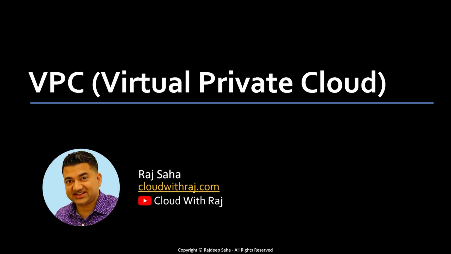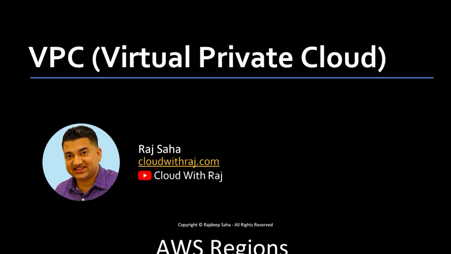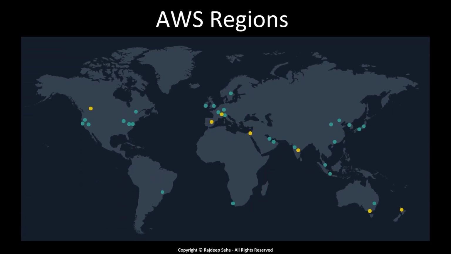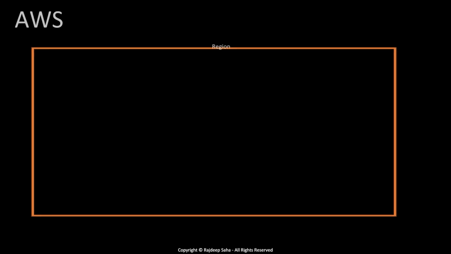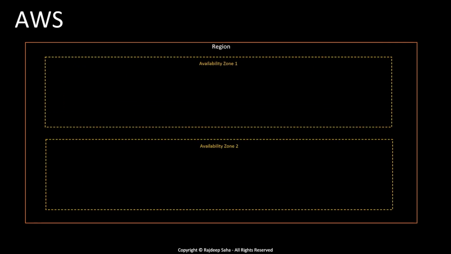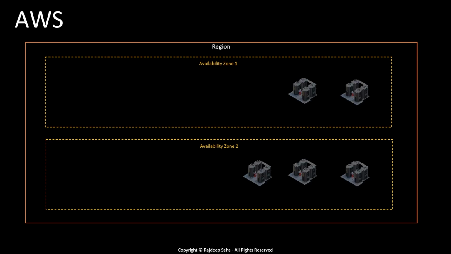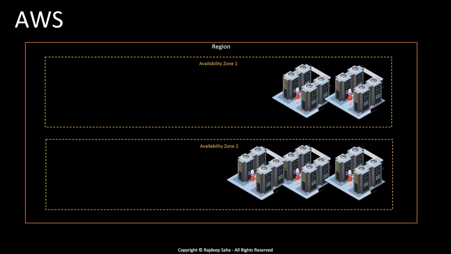Welcome guys and girls to one of the most important concepts of AWS Cloud, VPC or Virtual Private Cloud. AWS has multiple regions spread throughout the world, and a region refers to a geographic area in a country. Let's take a region, and we also know that inside a region is one or many availability zones, and each availability zone is comprised of one or many data centers.